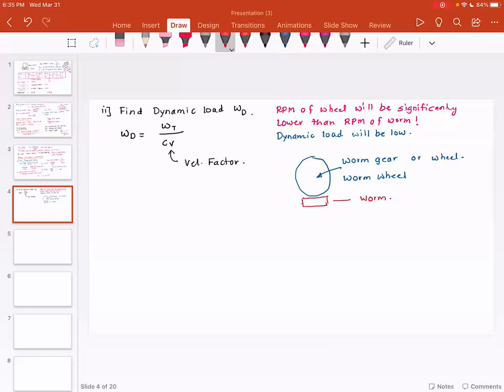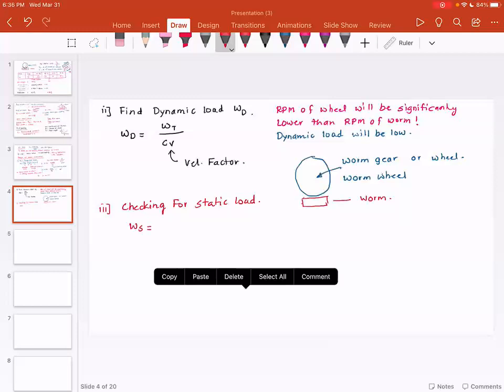Okay, so moving on to the next part, we have to check though for the static load. So checking for static load. For the static load, WS, the equation is going to remain the same, except we will not have the velocity factor, and instead of sigma O, we will use sigma E. Sigma E multiplied by B, multiplied by pi, multiplied by M, multiplied by Y, will give you this answer.